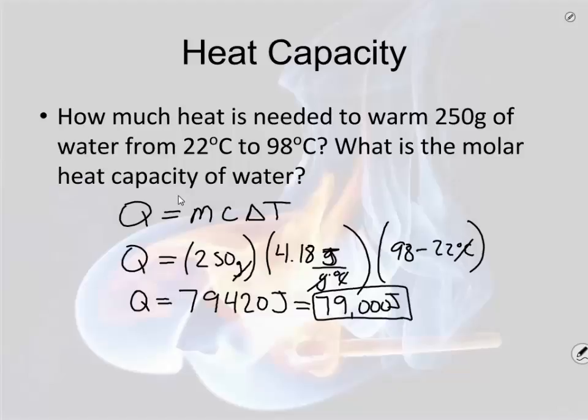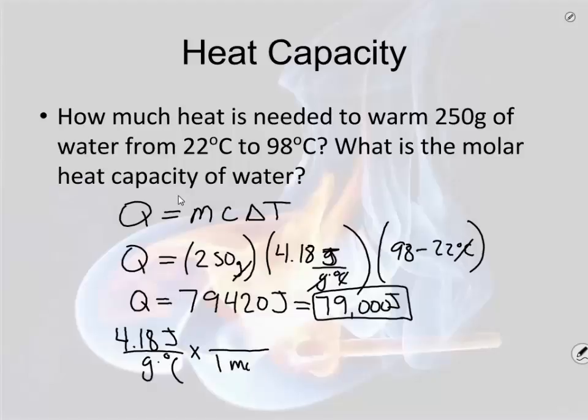So now we want to convert our heat capacity, so that would be our C, 4.18 joules per gram degree Celsius, into a molar heat capacity. So molar just means instead of in terms of grams, we have it in terms of moles. So we have to convert our grams into moles by doing a mole conversion. So grams to moles, we use our molar mass.